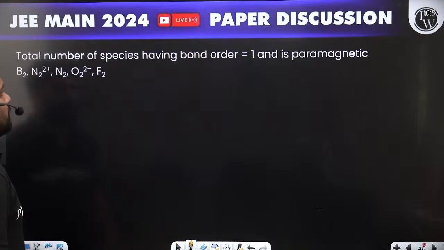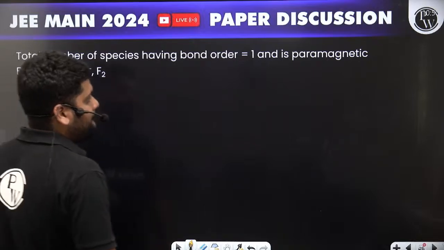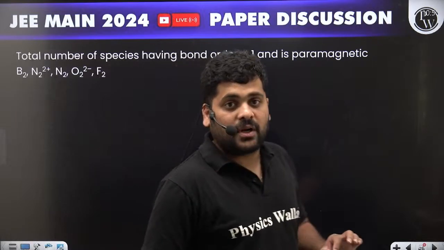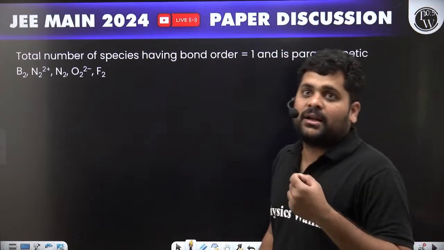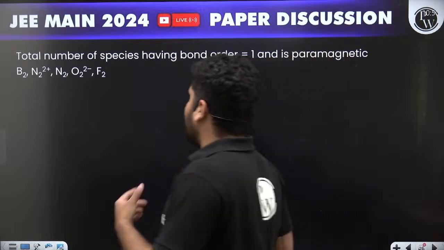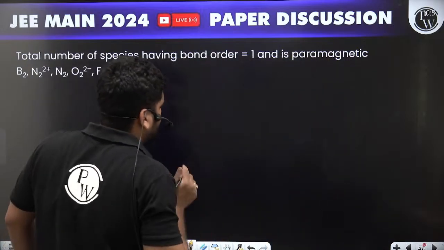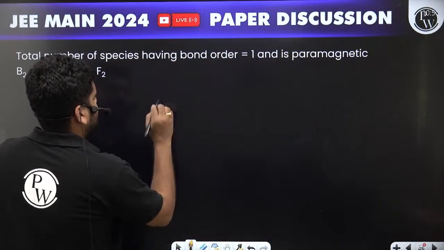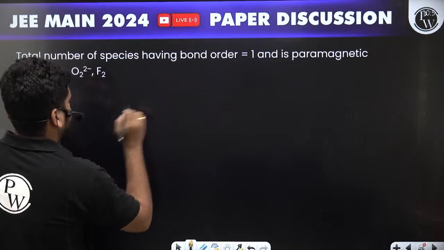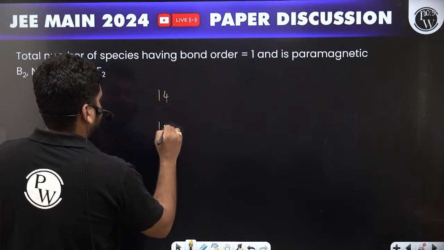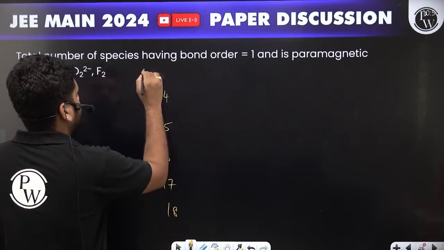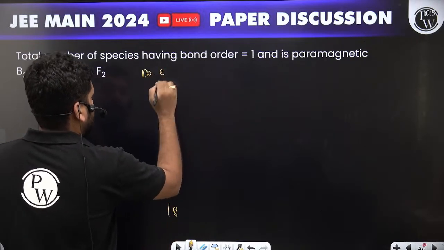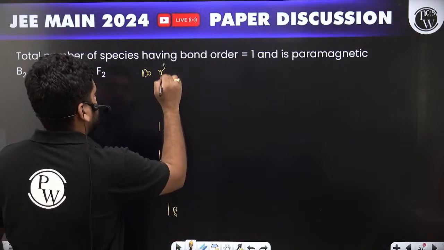order equal to 1 and is paramagnetic. Okay, so this is from the chemical bonding and molecular structure chapter. According to molecular orbital theory, we have calculation of bond order. You need not do all such calculation. Just remember one small thing. See, 14, 15, 16, 17 and 18. This is for number of electrons. Okay, number of electrons, right?